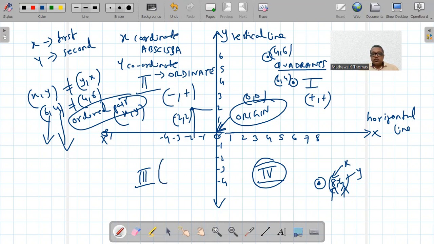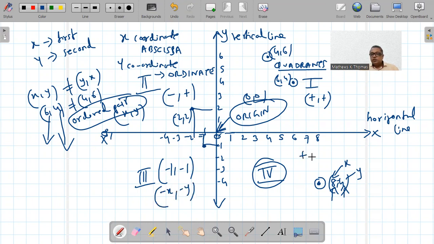In the third quadrant, both are negative. Here we are having, let's say, minus 1, minus 1. So this is minus 1, minus 1. So x is also negative, y is also negative. So minus 1 comma minus 1 will be part of the third quadrant. So x negative, y also negative, will lie here.